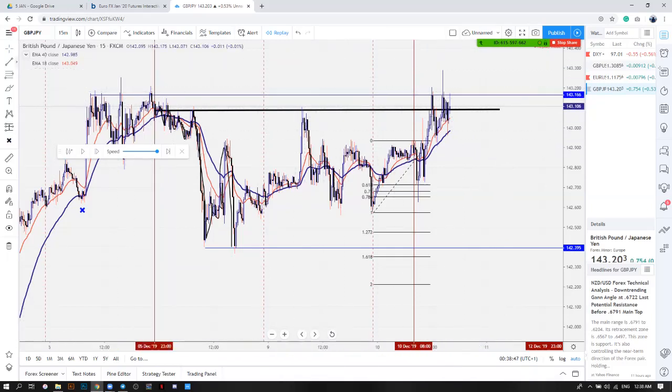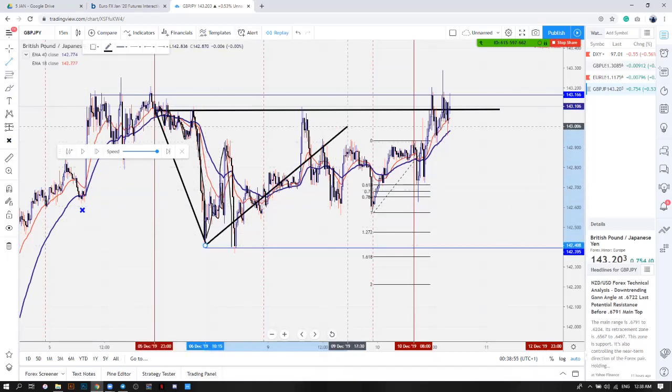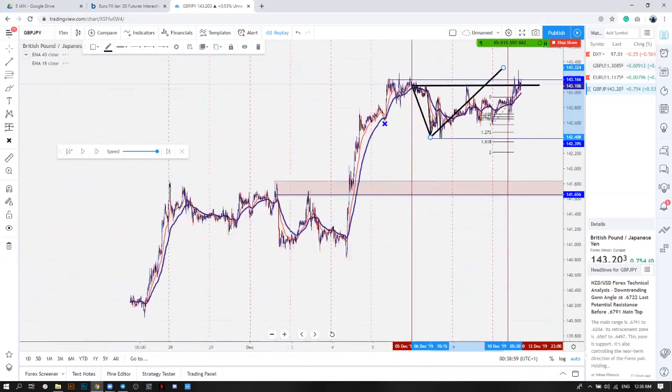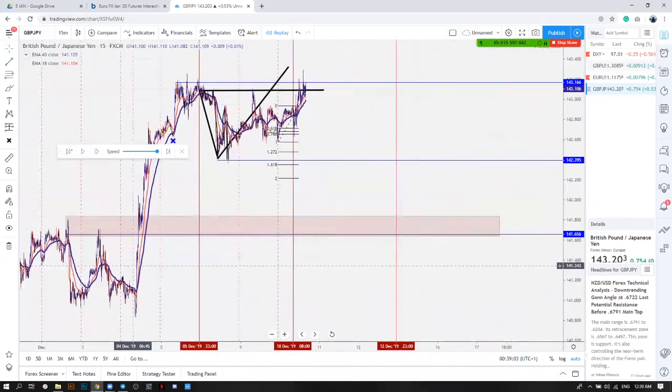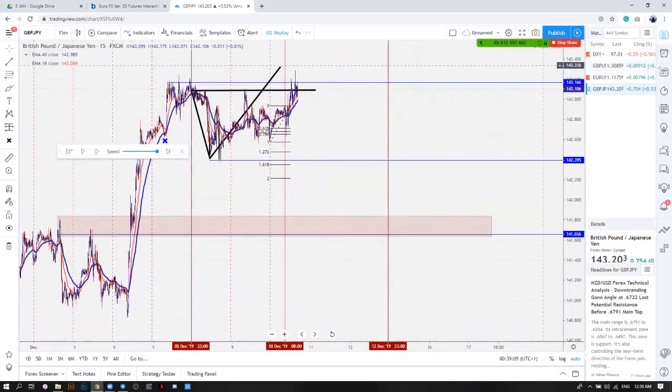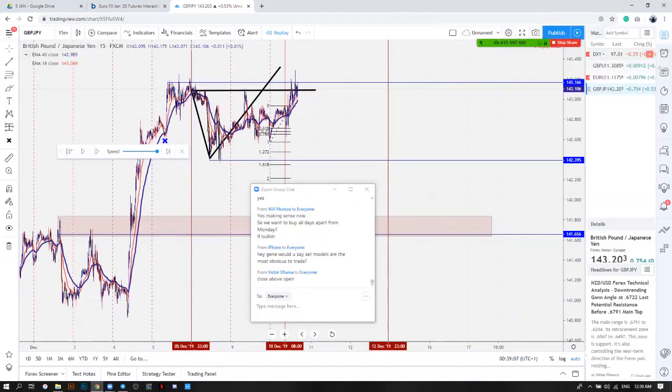So let's do it this way: open, low, and then you're going to get the high of the week. So we're looking for open, low, high, close. Exactly. So would I say sell models are the most obvious trade? Yeah, they are.